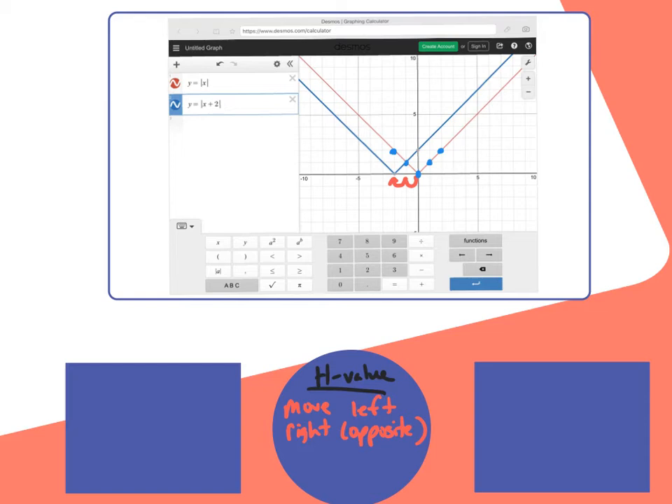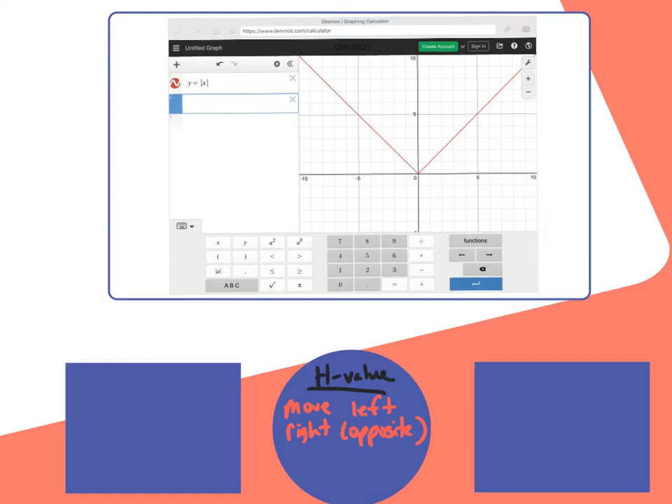So it's taking that parent graph and what we call transforming or shifting it left 2. If I would do the same exact thing and add in y equals x minus 2, it would shift it to the right. Okay, so let's continue on here.